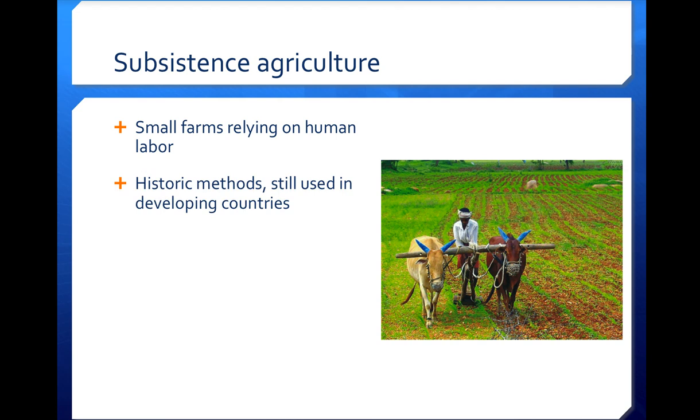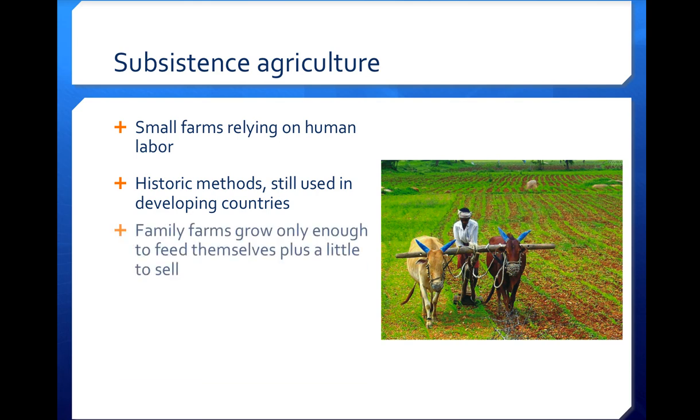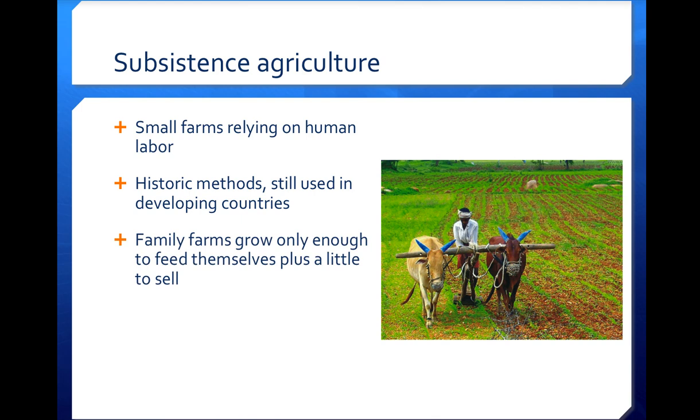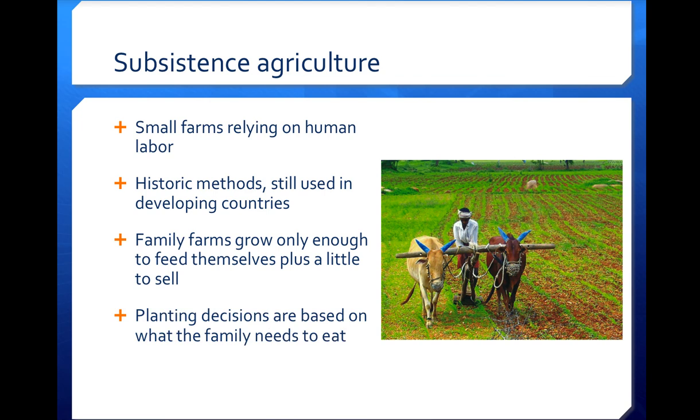Now, subsistence agriculture is a historic method of farming, and it's still used in developing countries. These small family farms only grow enough food to feed themselves, plus in a good year they'll have a little bit extra that they can sell or trade for other products that they aren't able to make themselves. Their planting decisions are based primarily on what their family needs to eat. That means they're not going to be doing a lot of cash crops like coffee. They're going to be producing things like wheat, corn, rice, vegetables, fruits, whatever their family is going to rely on. And in subsistence agriculture, there's a limited use of fertilizers or pesticides or even machines.